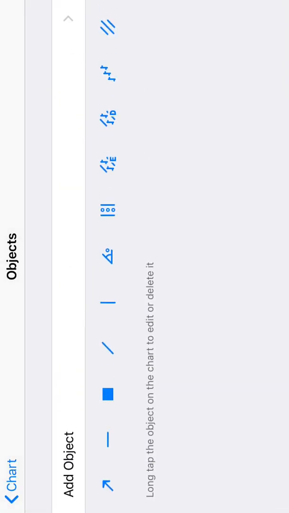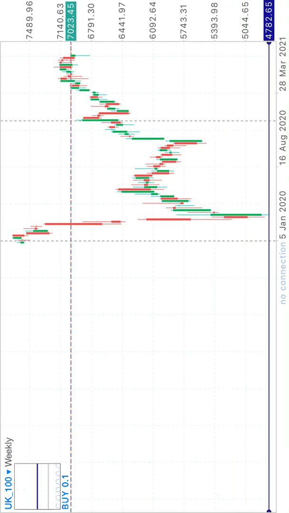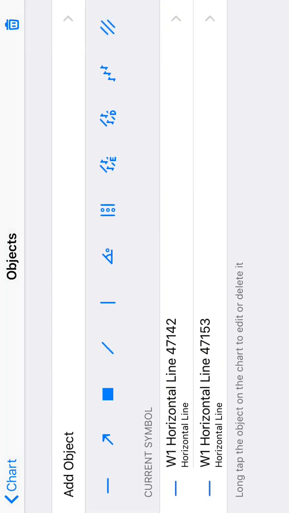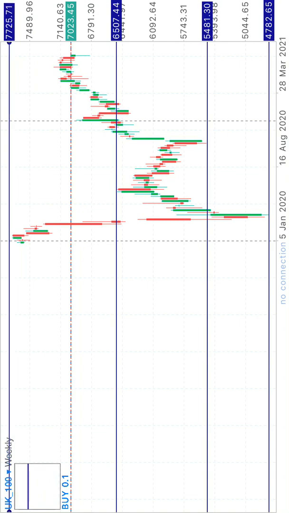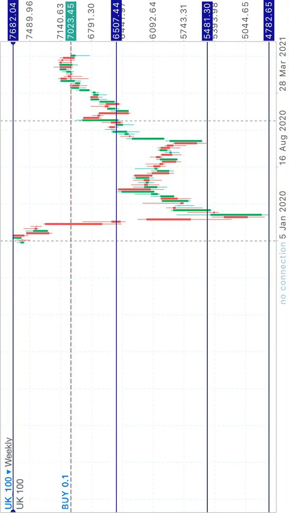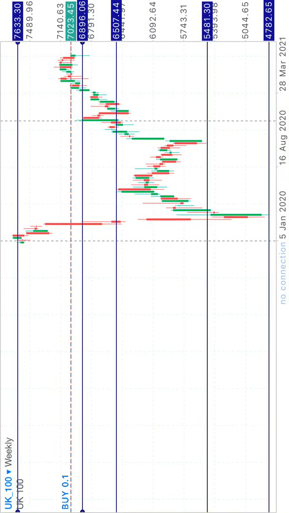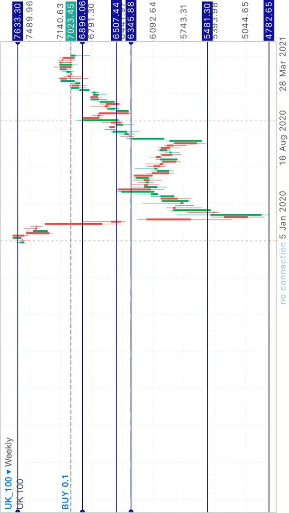The second thing that you do, now you will be identifying all the major support and resistance on a weekly chart, or on a weekly time frame.